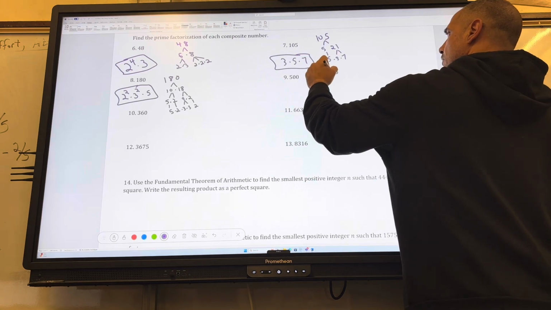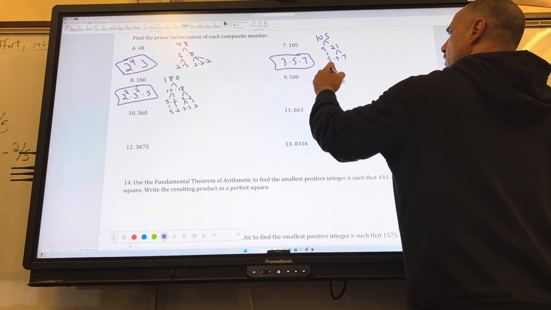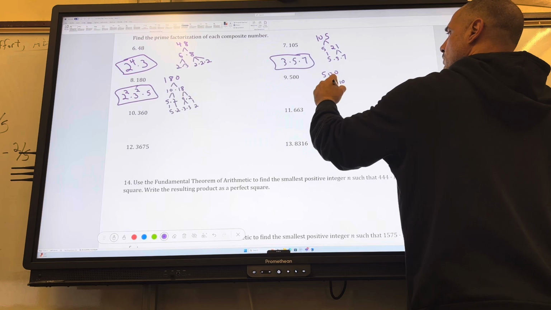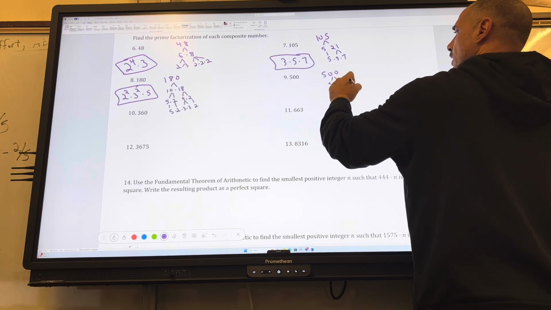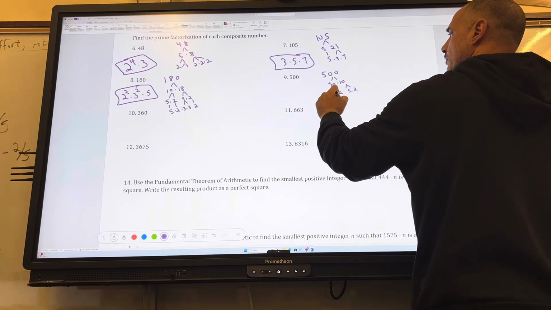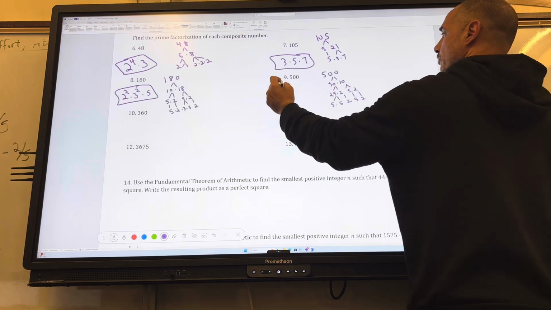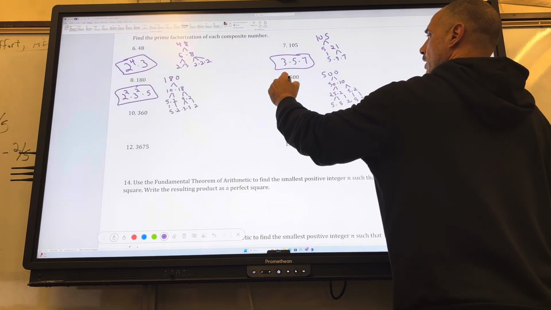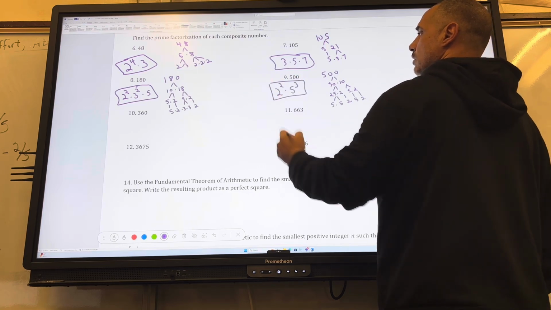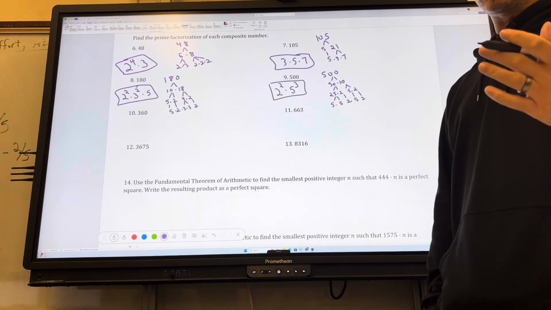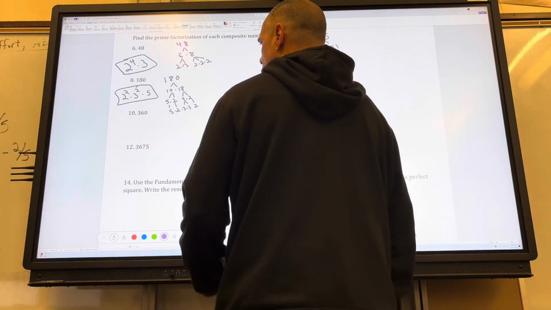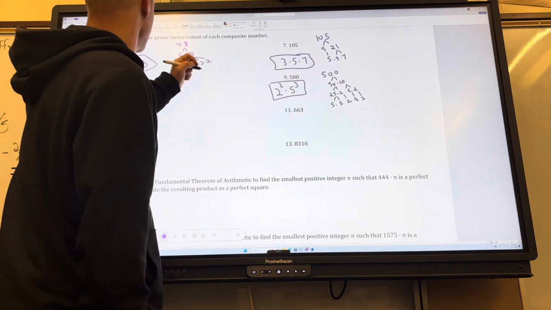500 is 50 times 10. 50 is 25 times 2. 10 is 5 times 2, 25 is 5 times 5, bring down the 2, bring down the 5, bring down the 2. 2 2s, 3 5s, 2 squared times 5 to the 3rd. And again, you guys have calculators, so you can do this with a calculator if you find it necessary.